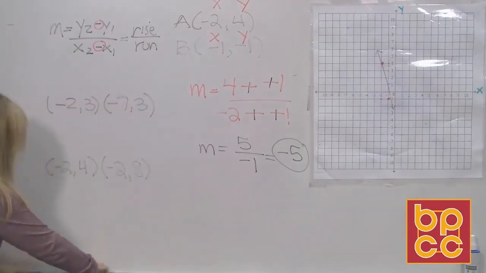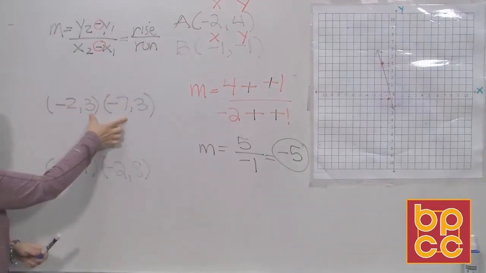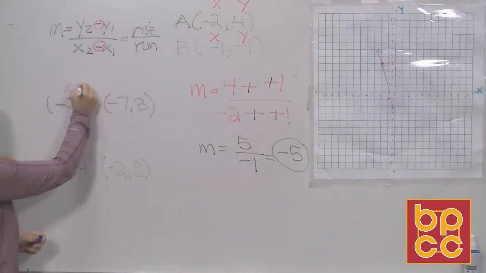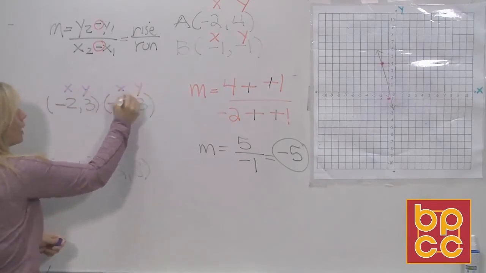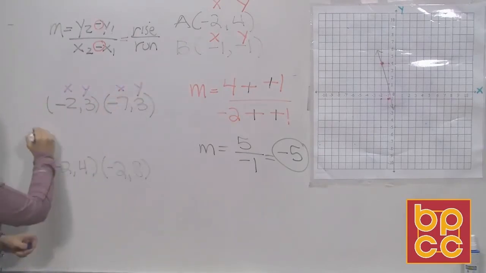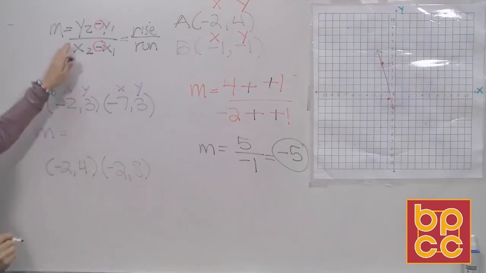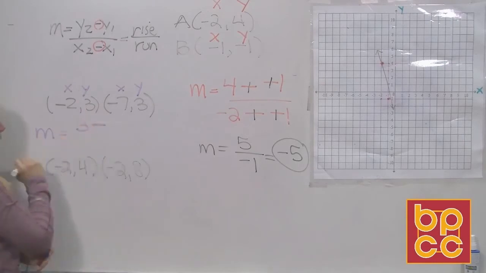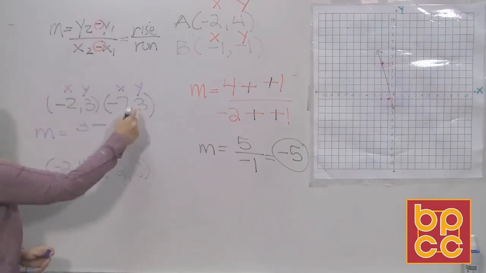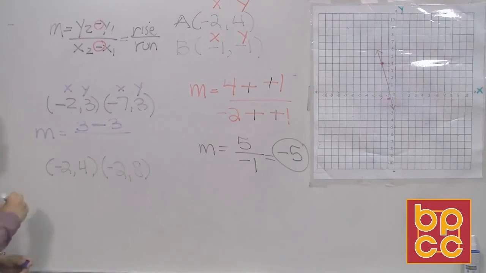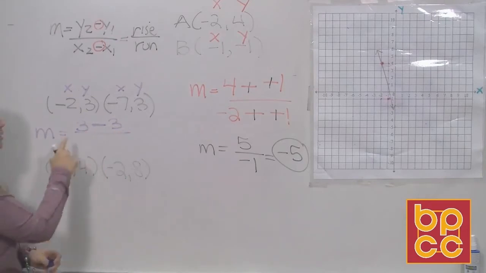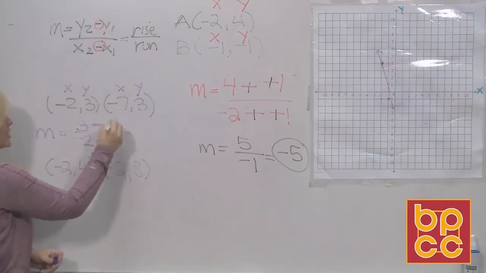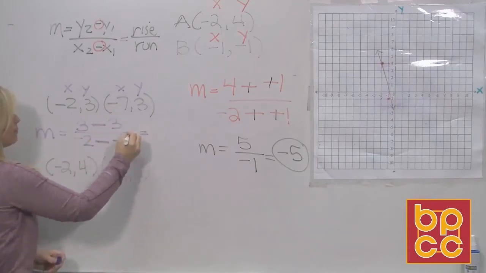In your notes, there's this next set of points. It says find the slope using the formula. So what I would do is label x, y, x, y. I say slope is. What goes first? The y values. So the first y value is 3 minus, always put a subtraction, the second y value is 3. Now I'm going to be consistent and do the same thing with my x values. The first x value is -2. Subtract, the second x value is -7.